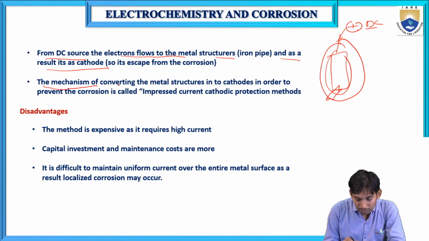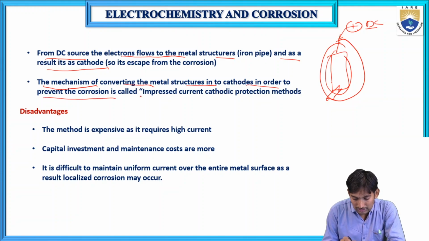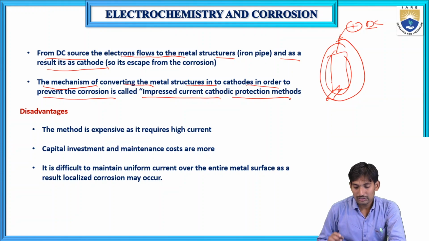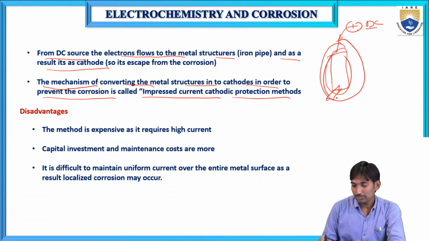The mechanism of converting the metal structure into cathode in order to prevent corrosion is called the impressed current cathodic protection method. In this method, we have to supply some external current and we are converting our base metal into cathode. So in this way, we are protecting our base metal from corrosion.